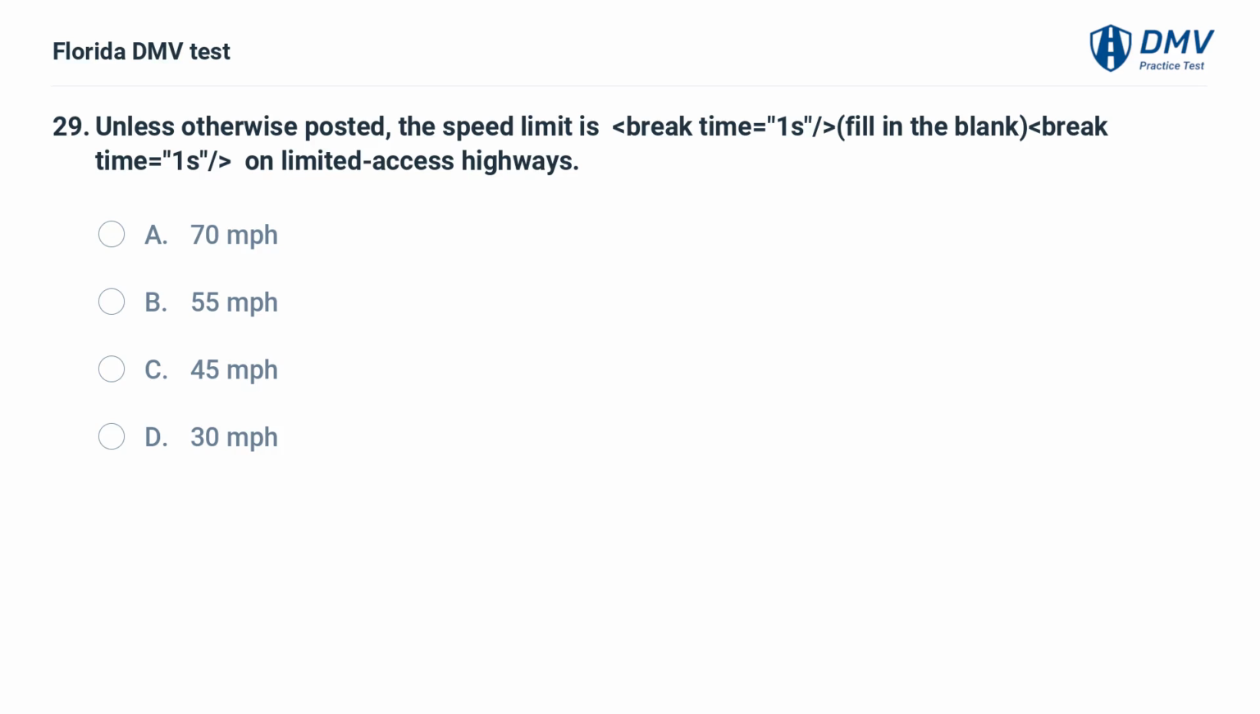Unless otherwise posted, the speed limit is, fill in the blank, on limited access highways. A. 70 miles per hour. B. 55 miles per hour. C. 45 miles per hour. D. 30 miles per hour.